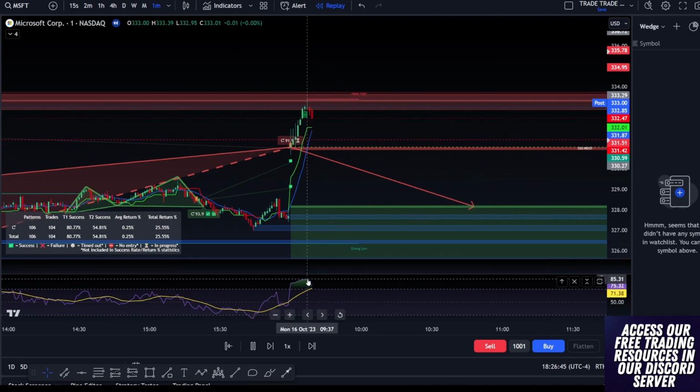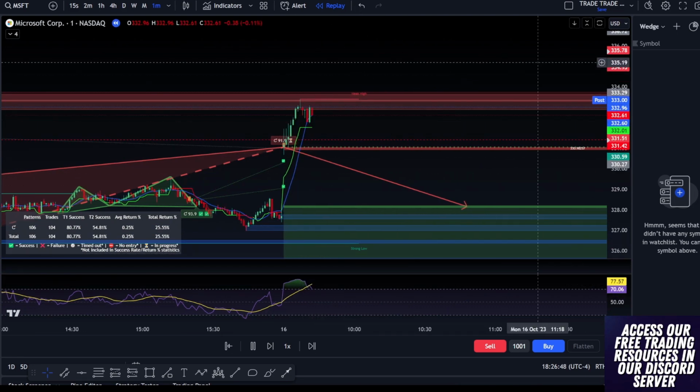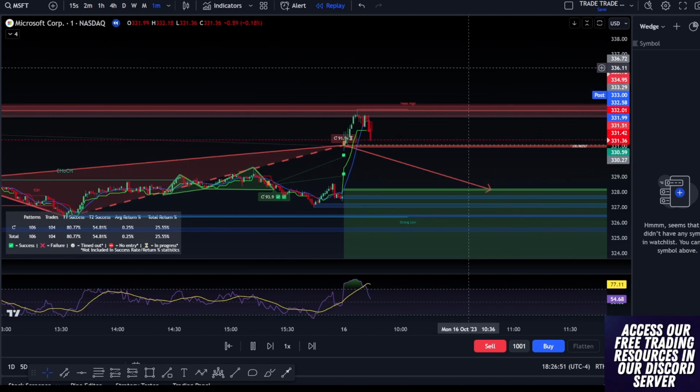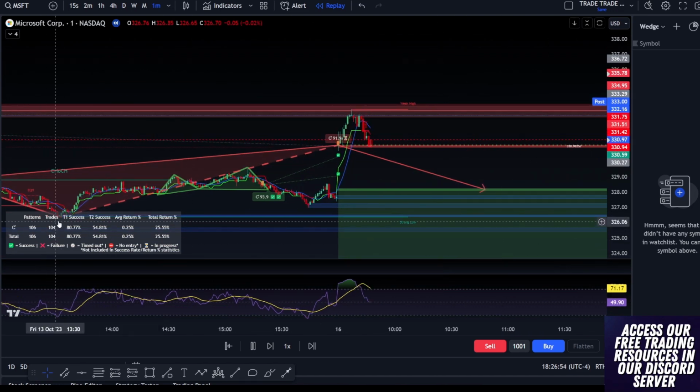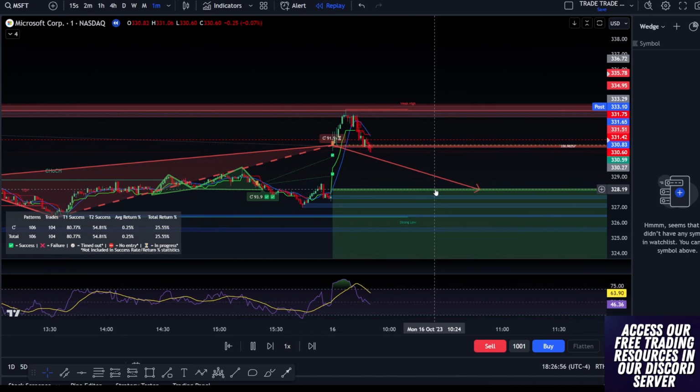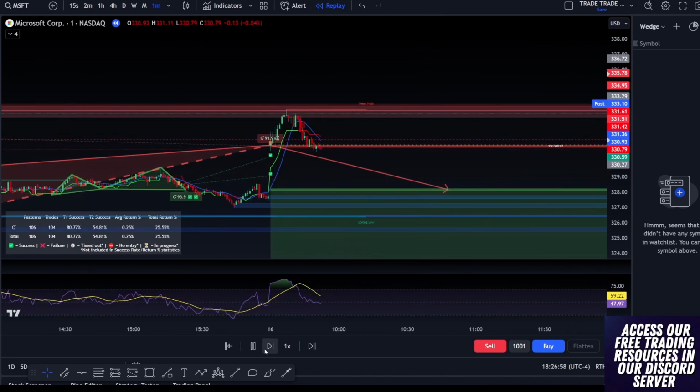What is the RSI doing though? The RSI is still making a higher high, right? RSI is still making a higher high. I could go short here because I know that there's an 80% chance that we'll pull back down to 328, but I'm not going to go short just yet.